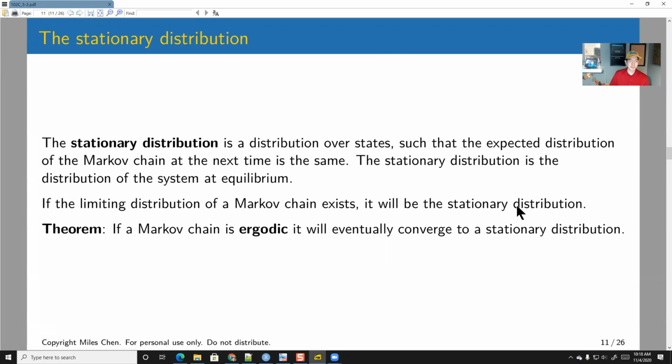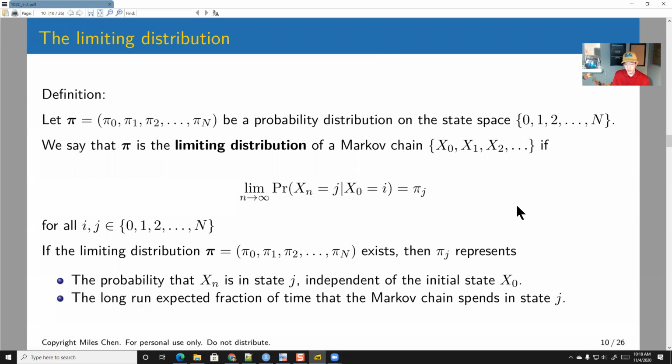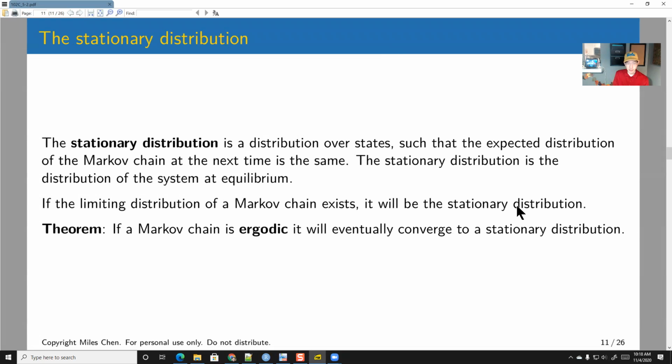Okay, and the stationary distribution. So we've been talking about limiting distribution. The stationary distribution is the distribution over states so that the expected distribution of the Markov chain at the next step is the same as the stationary distribution, okay? So the stationary distribution is going to be the distribution of the system at equilibrium.